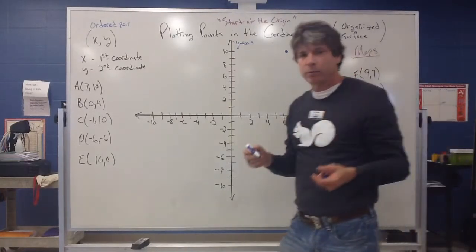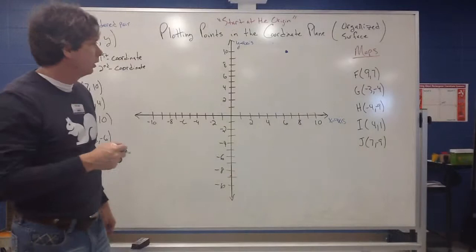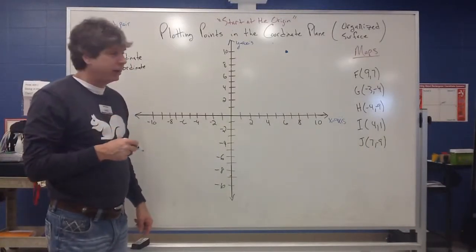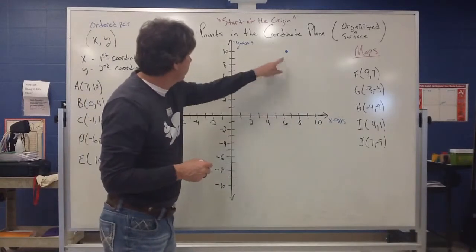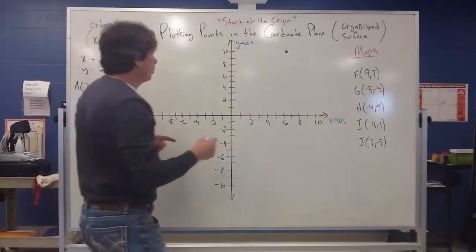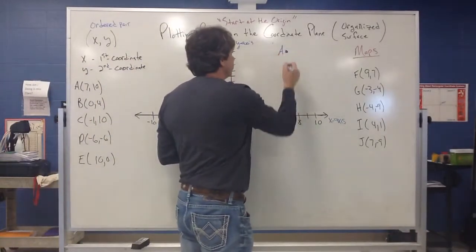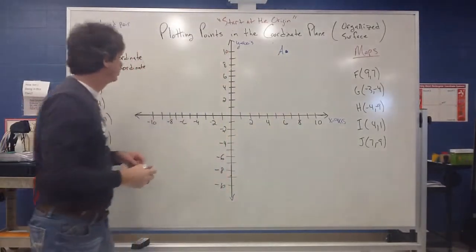A lot of times there's graph paper with this, but we're going to freehand these because you'll probably have to do a lot of that as well, freehanding some coordinate planes. So this is good practice. So 7, 10 would be that spot, and that's going to be denoted by the point A. So there's point A. It's located out in quadrant 1.